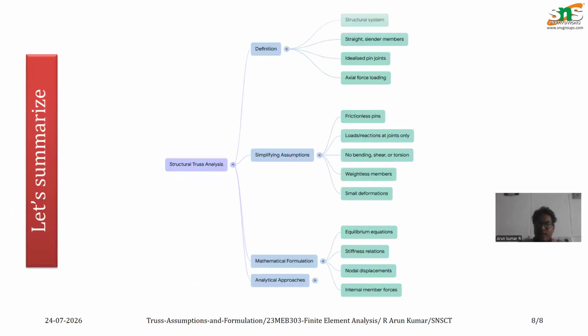So, the conclusion of this video: in the structural truss analysis, we have to classify the definition, the simplification assumptions, the mathematical formulation, and the analytical approaches. So what are the basic definitions? It is a structural system with straight slender members, idealized pin joints, and axial force loading. The simplification assumptions are frictionless pins, load and reaction at joints only, no bending, shear or torsion, weightless members, and small deformation. The mathematical formulations are the equilibrium equations, stiffness relations, nodal displacements, and internal forces. So this is the summary of this class. We will see the next topic in the next class.